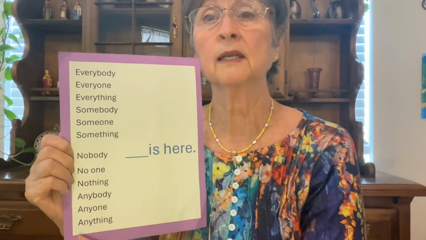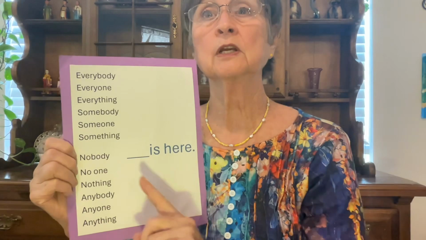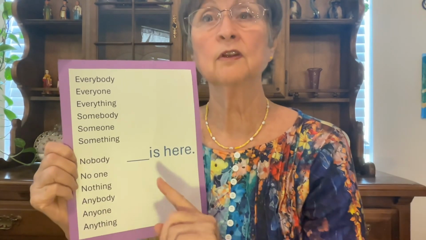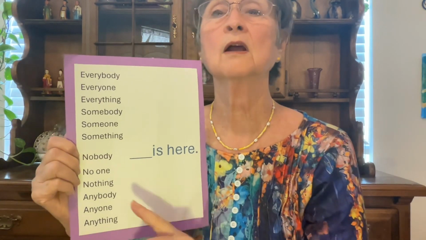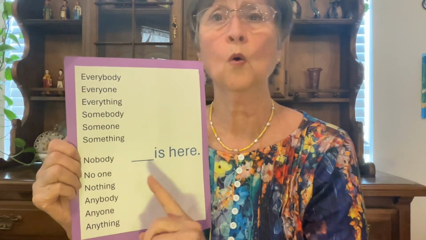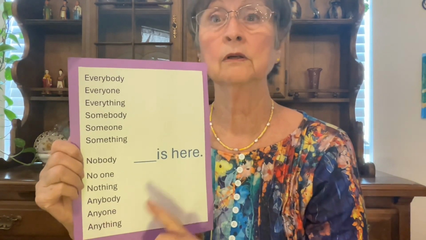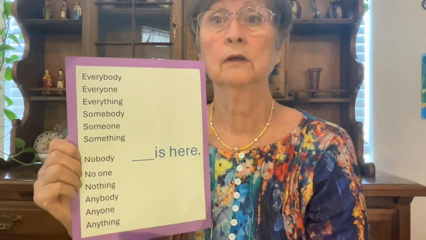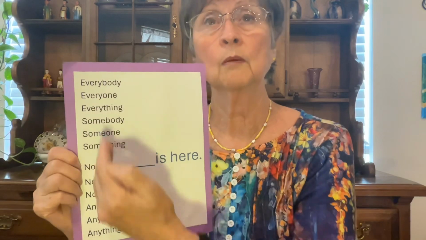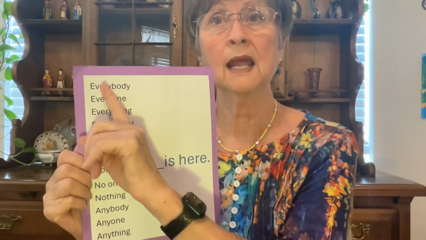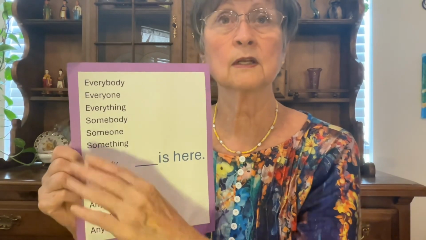Anybody, anyone, anything. Each one of these can go in this sentence. Everybody is here, everyone is here, everything is here, somebody is here, someone is here, something is here. Nobody is here, no one is here, nothing is here, anybody is here, anyone is here, anything is here. All of these are singular. They're all pronouns because I don't name who that is. I just put in a word that represents them, so that's a pronoun.